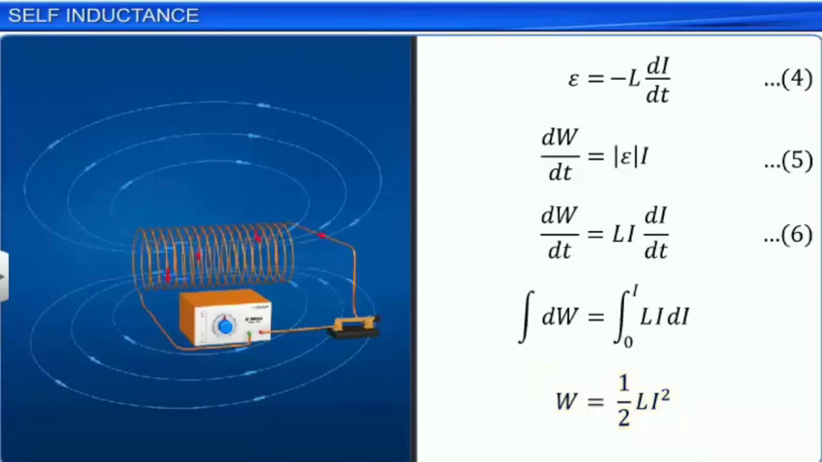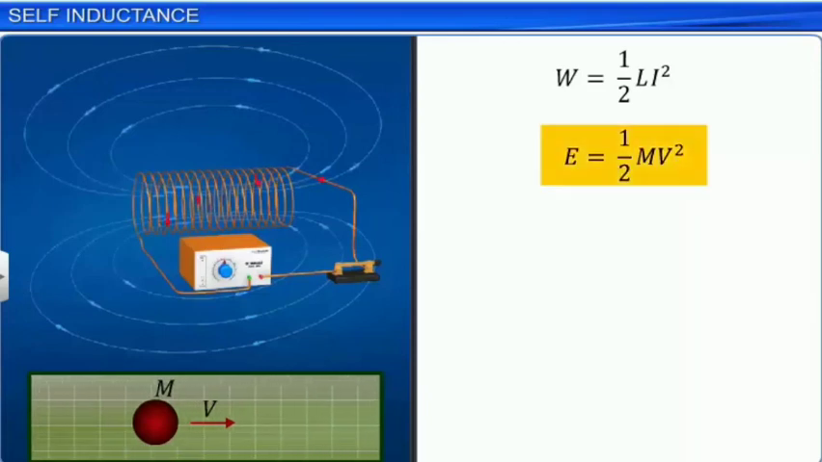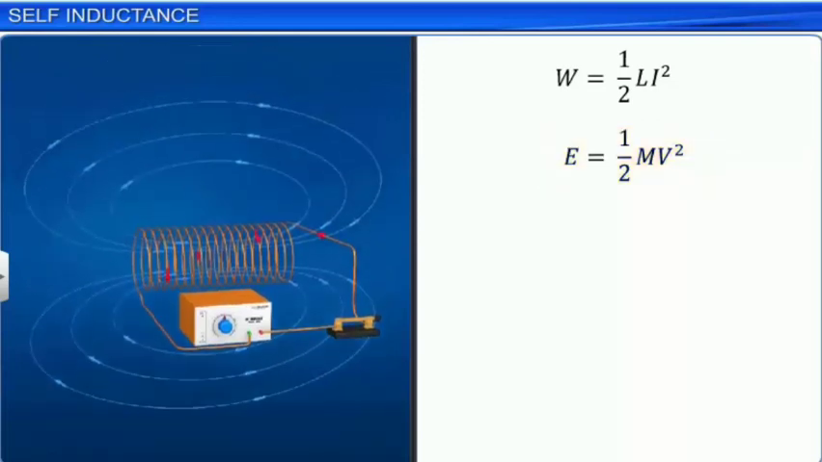This expression is similar to the expression for kinetic energy of a particle of mass m moving with velocity v, which is given by E is equal to half m v square. This clearly shows that self-inductance L in electromagnetic induction is analogous to mass m in mechanics. Thus, self-inductance is the measure of electrical inertia. It opposes the growth and decay of the current in a circuit.